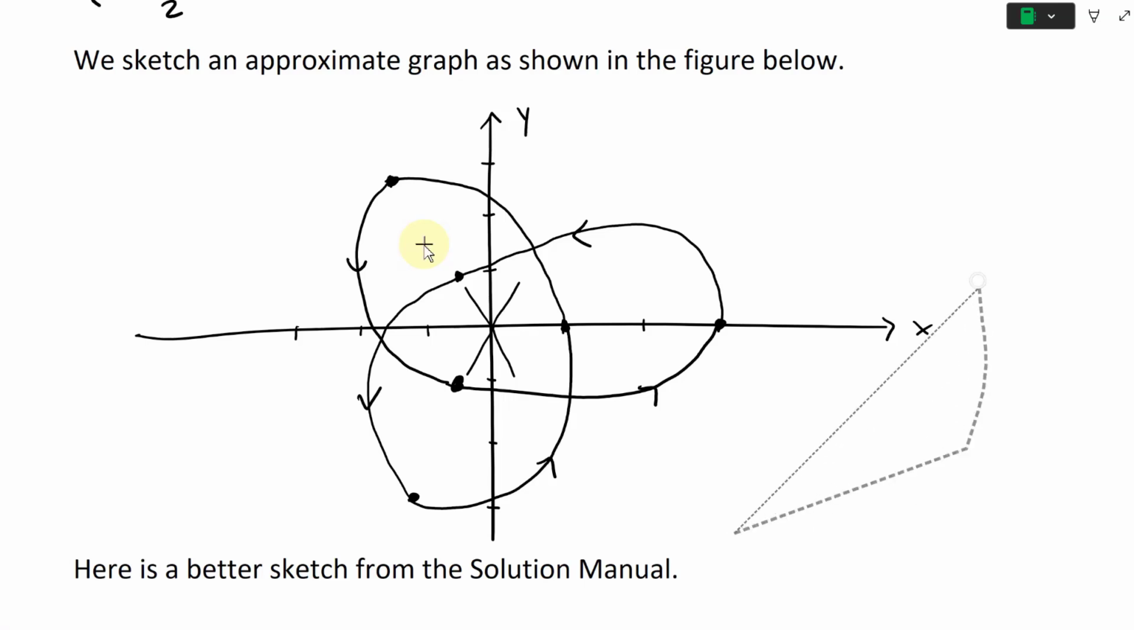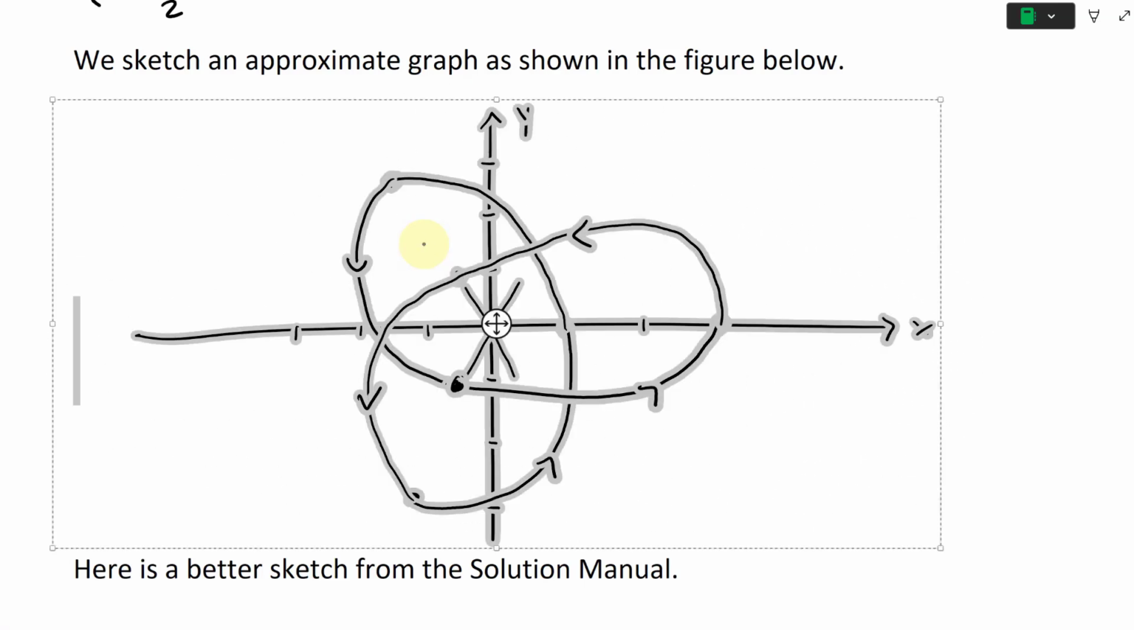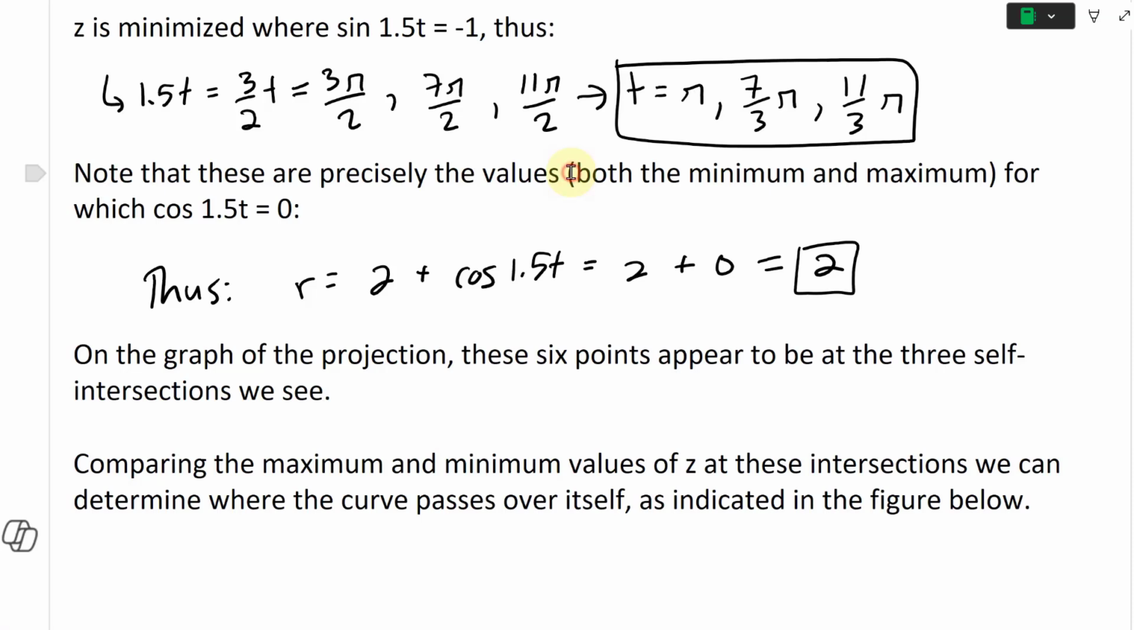This, and then we're going to use a screenshot from my calculus book. I'm going to copy this. All right, so continue further.